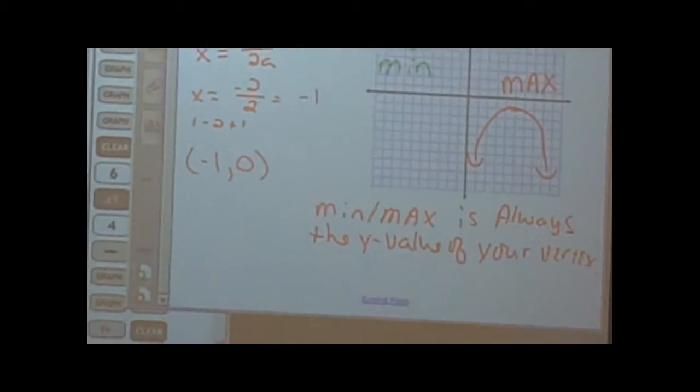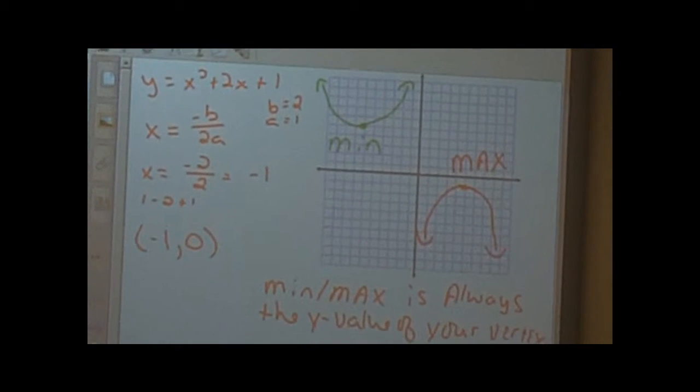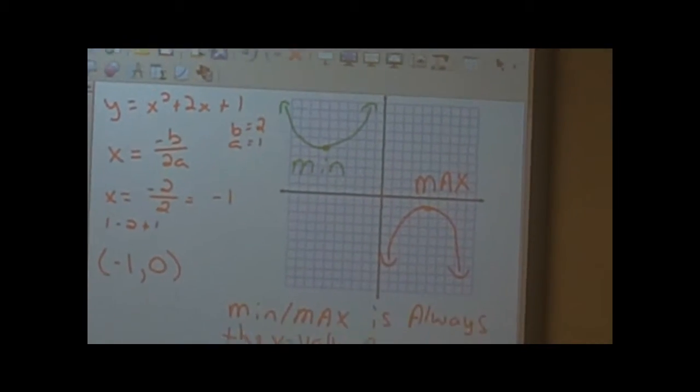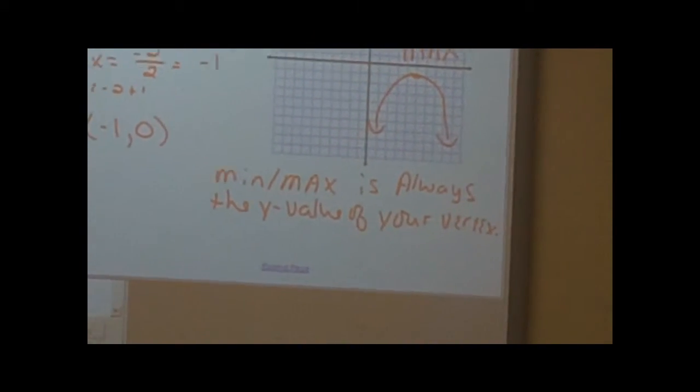Okay, right, so make sure your vertex is correct. But your min and max is always the value of the y value of your vertex. Always, always, always. Your min and max is always the y value of your vertex.